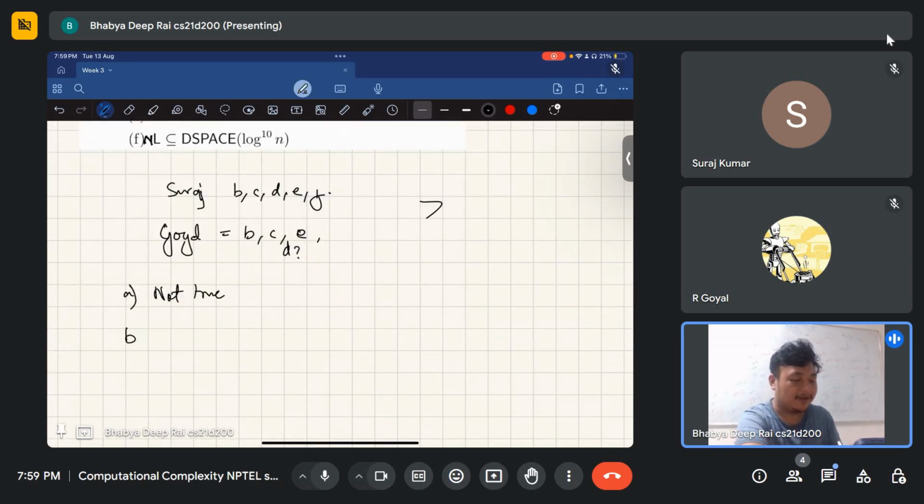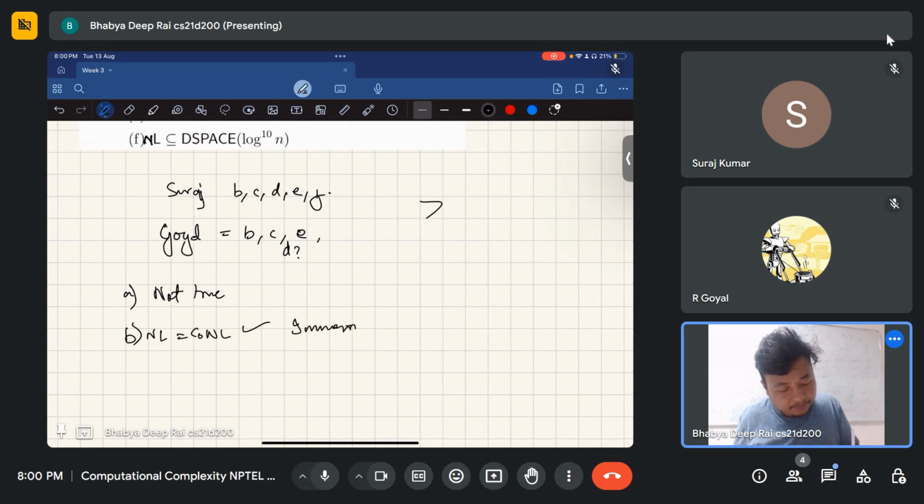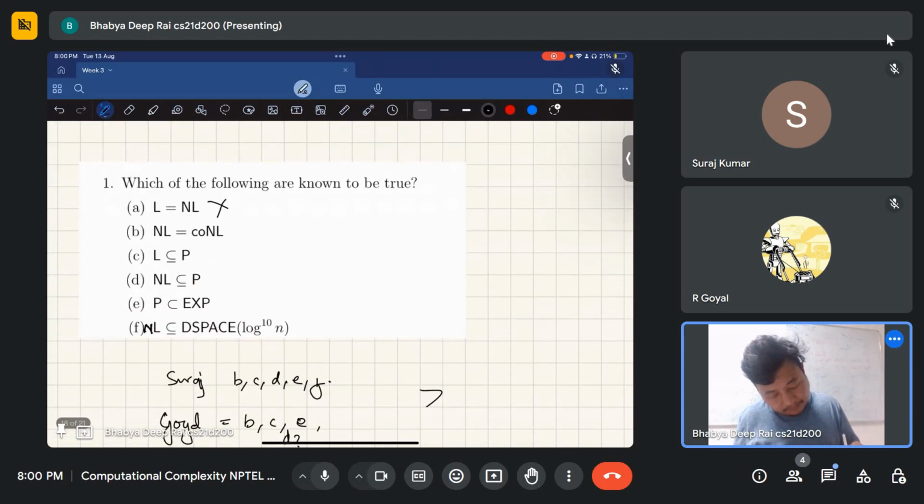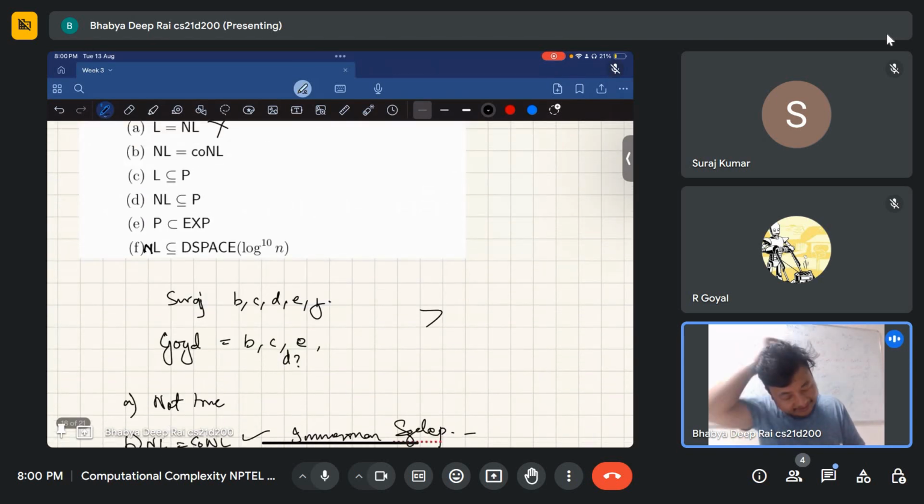Now again, like you guys said, this is nothing but the Immerman-Szelepcsényi theorem. NL equals co-NL. True. Now C, you said L is contained in P.